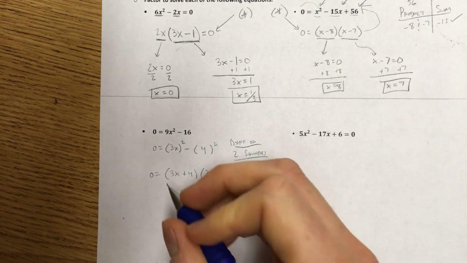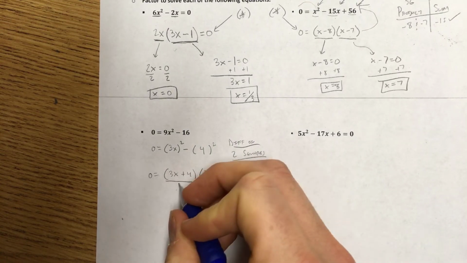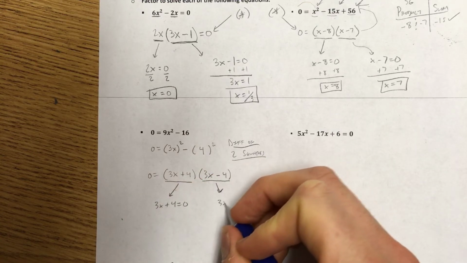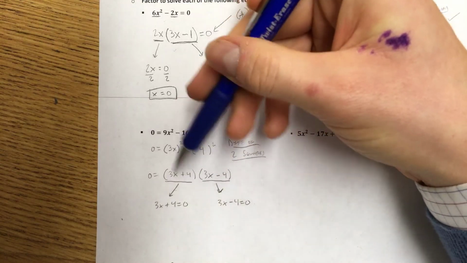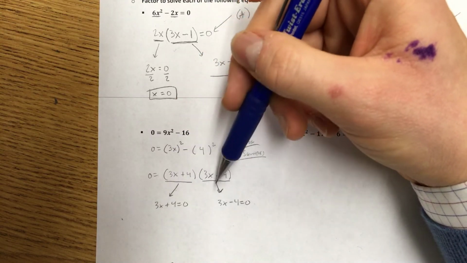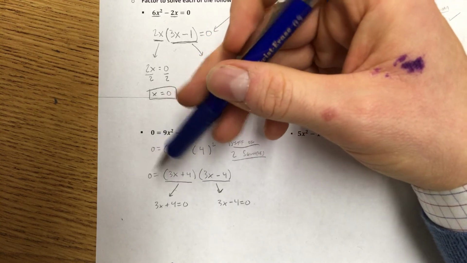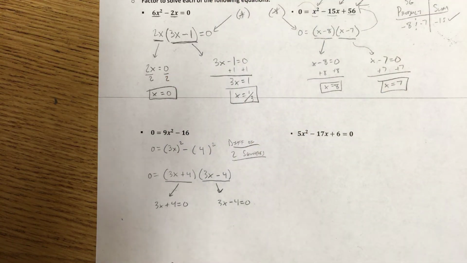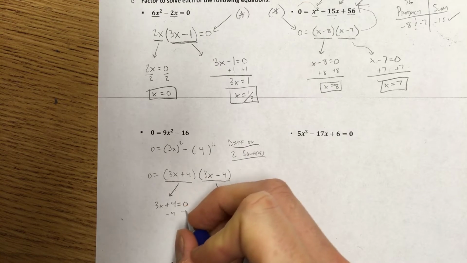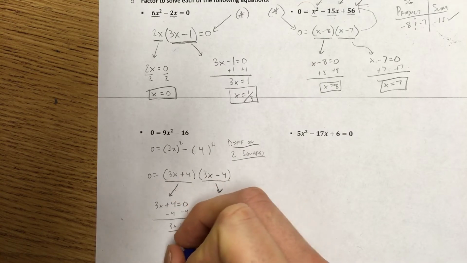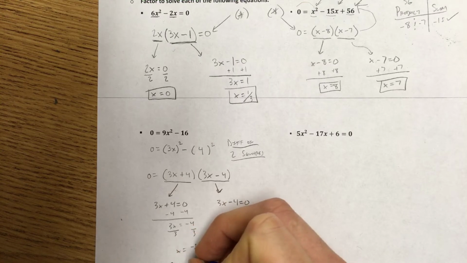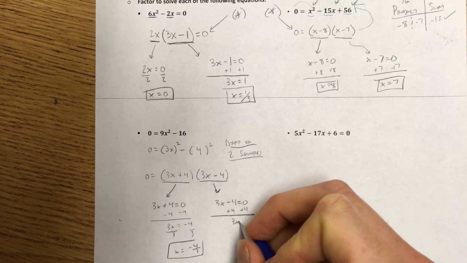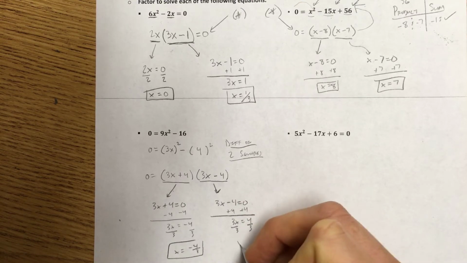And then we have a quantity times another quantity equals 0. So we can say, hey, this guy could be 0, or this guy could be 0. Since if this is 0, we would have 0 times whatever that is. 0 times whatever is 0. Or if this is 0, we would have 0 times something, which is 0. And now we can solve these two equations. We can subtract 4, divide by 3, and get x equals negative 4 over 3. Similar thing here, add 4, divide by 3, and get positive 4 over 3.